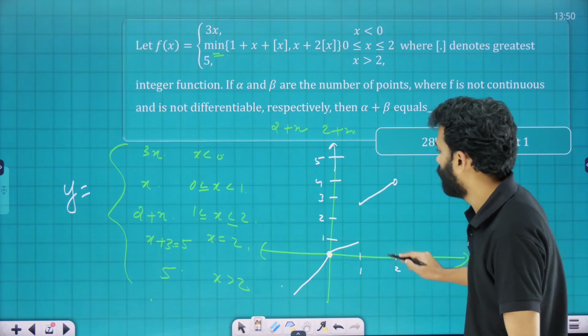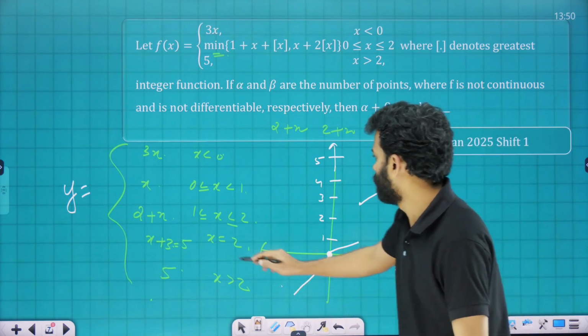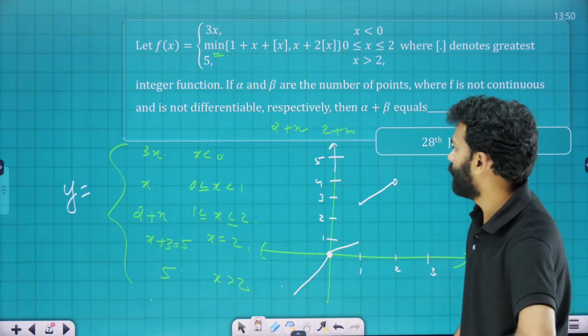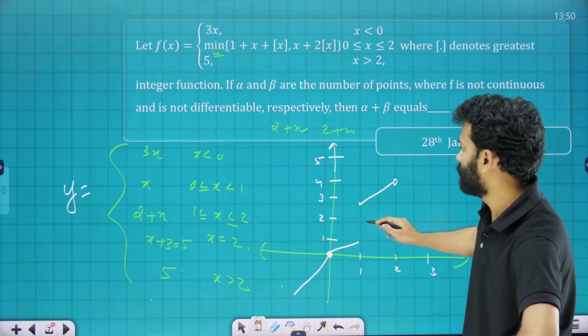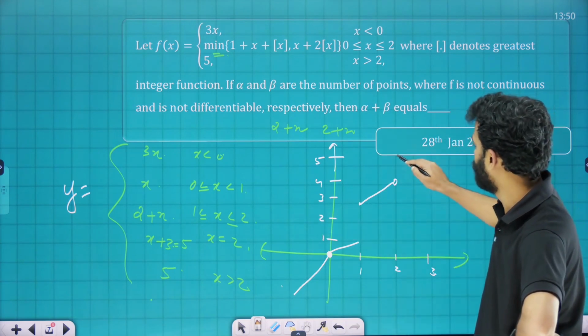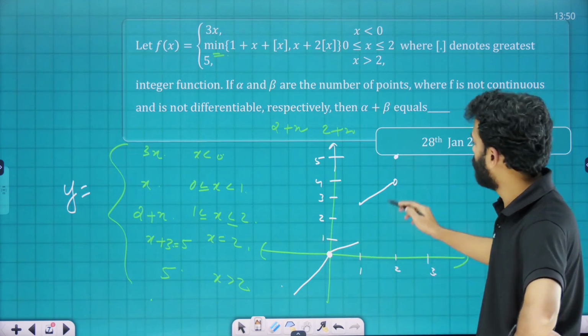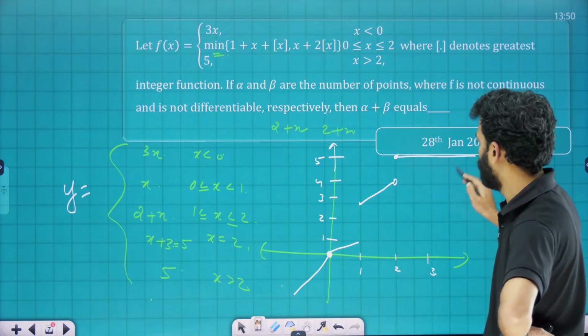Okay. Between 1 and 2, it is like that. And between 2 and 3, when it is 2 plus x, at 2, what is the value? At 2, the value is 5. Therefore, it will be like this. And when x is greater than 2, it is what? 5. That is, it is a constant, it will be like this.